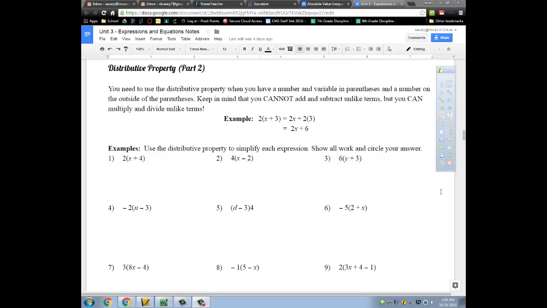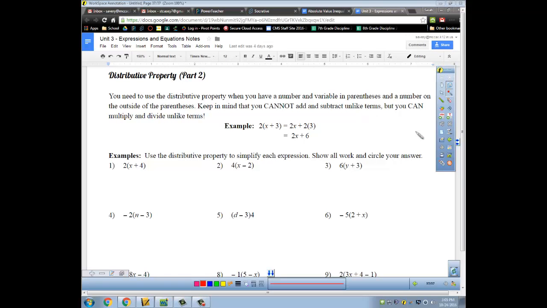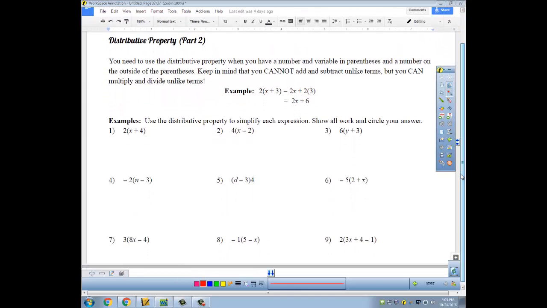Okay, today we're going to be doing more of the distributive property. We did this last week, but this time we're going to include some variables. So we learned that you cannot add or subtract numbers that are not like terms, but you can multiply and divide them. So here I have an example up here.